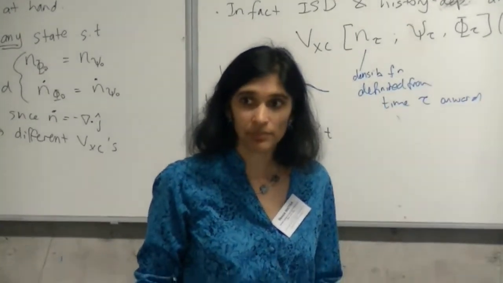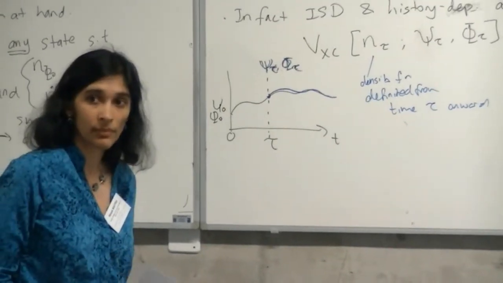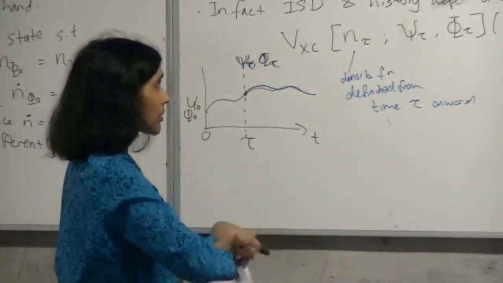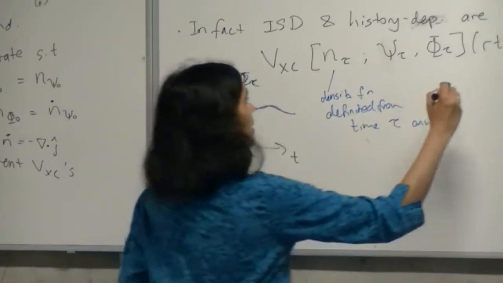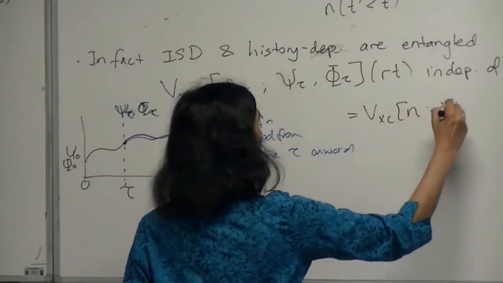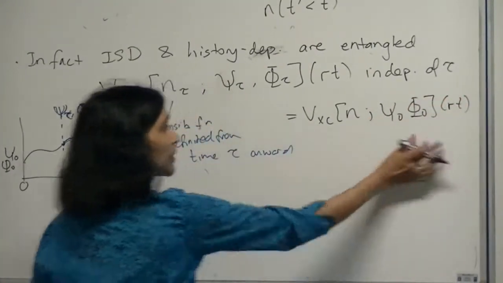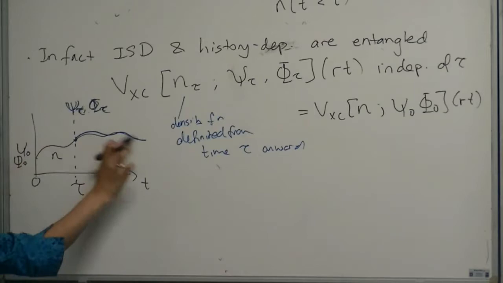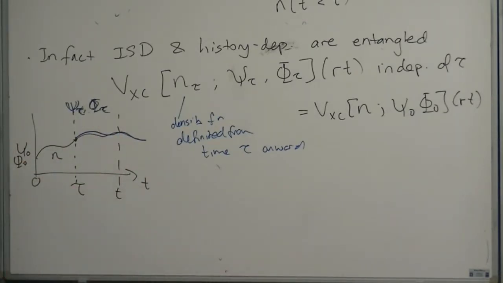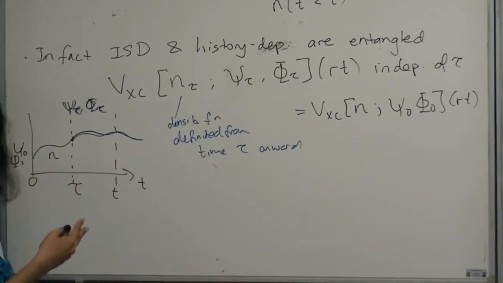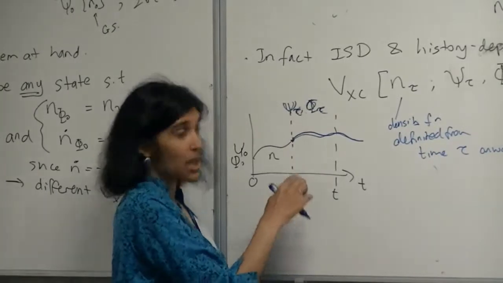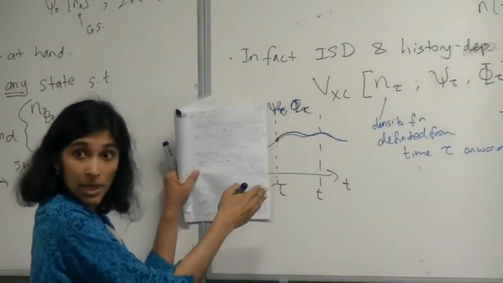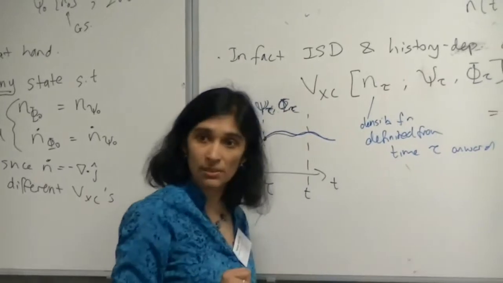How do you say it's independent of tau, because here the Vxc is a function of the density at tau and psi and phi at time tau? Yes, so maybe I could write that this should be equal to Vxc at n, psi 0, phi 0. This is the one we usually think about: we have our initial states at the normal time, and then my n function is defined all the way from 0 up to time t. But if I could stop the evolution here and restart it, so I know my wave functions at this time, then I might as well take this as my initial time. Provided I'm asking about times after this time, it shouldn't matter which functional I use. I should get the same answer.